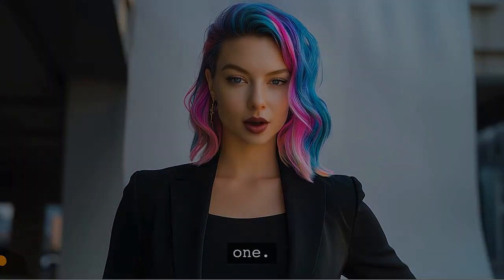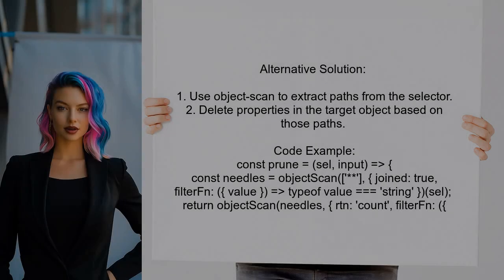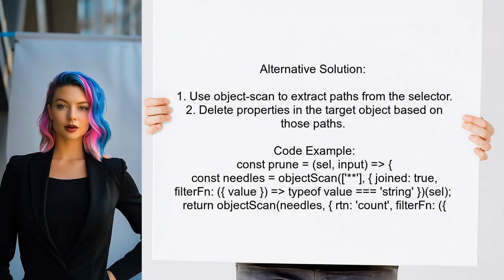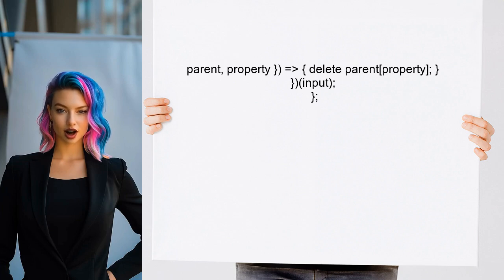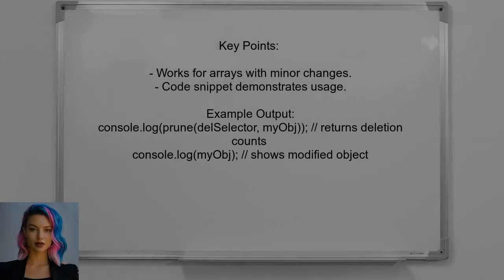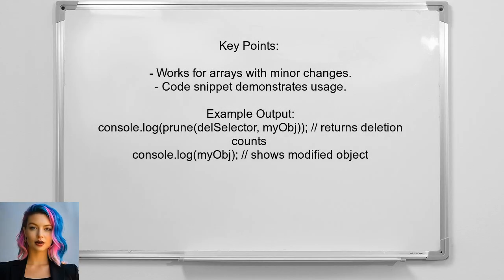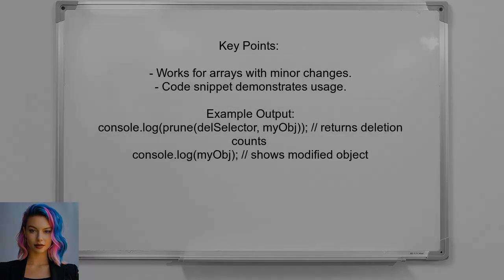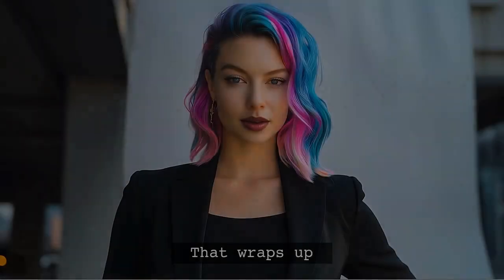Let's take a look at another one. An alternative solution involves using a library called object_scan for this task. The user suggests scanning the selector object to extract paths and then using those paths to delete the corresponding properties in the target object. This method also works for arrays with minor modifications. The user provides a code snippet demonstrating how to implement this solution, which counts the number of deletions and shows the modified object. That wraps up that answer.